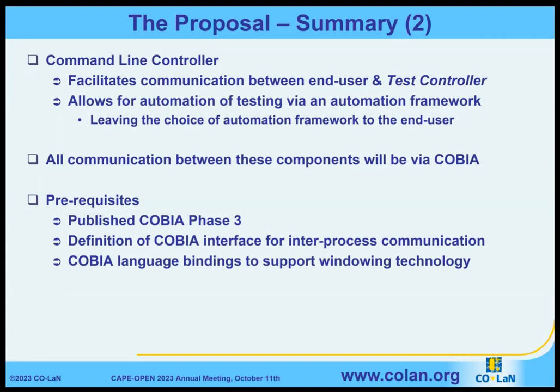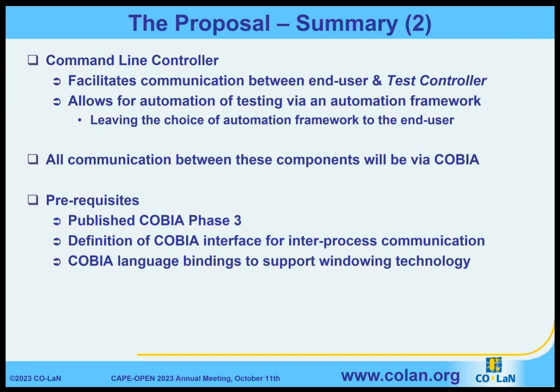In the executive summary, there are 3 prerequisites, all related to Cobia: publish Cobia phase 3, Cobia interface for inter-process communication, and Cobia language bindings to support the windowing technology. I'm not sure they are correct prerequisites, because certainly the published Cobia phase 3 may be more than we require. It's just one part of that, I think. No, we need the current phase 3 published because we need the marshalling between the two applications. Okay, it's the current phase 3. The word current should be in there, I think. There are other things in phase 3 that haven't been done yet that we don't need. That's a different story. Yes.